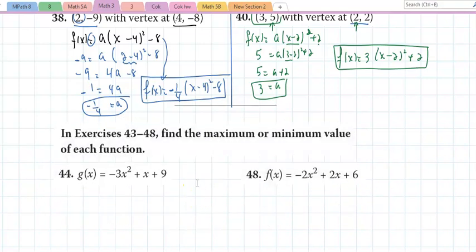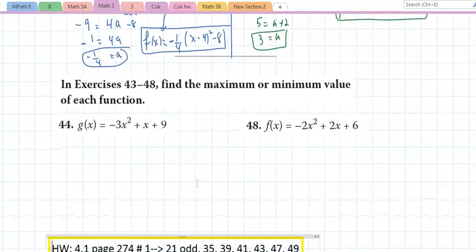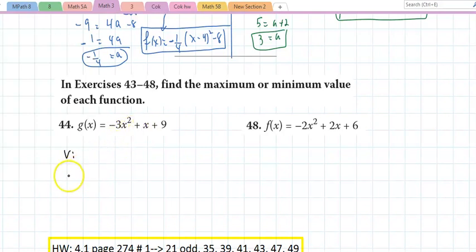Find the maximum or minimum value. Well, the same deal happens. I look at this, say, okay, well, what's the vertex? The vertex consists of negative b, negative 1 over 2 times a, negative 3. That is positive 1 over 6.